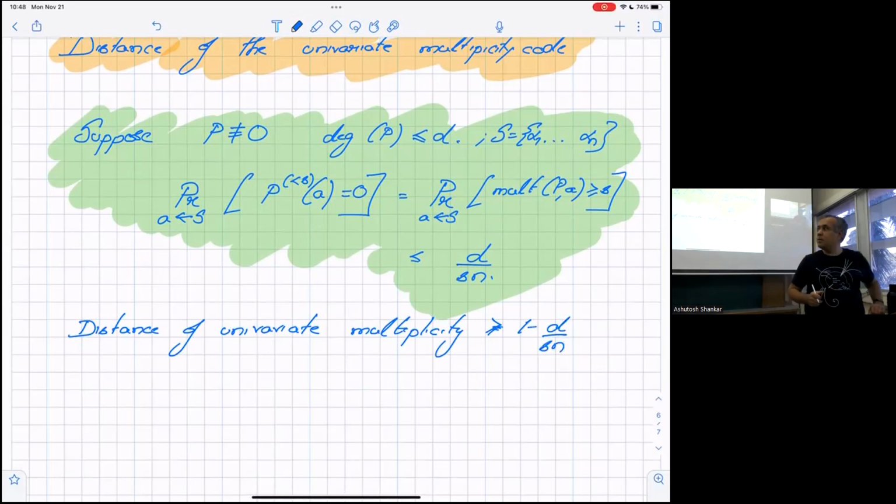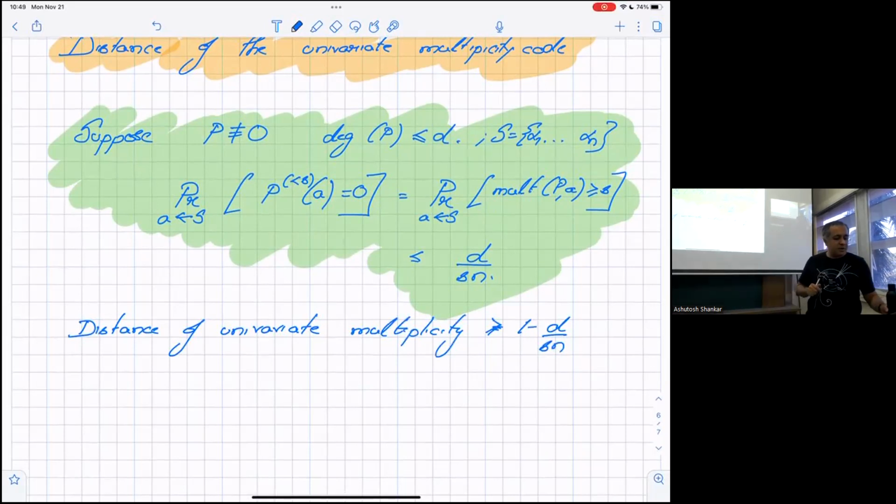An alternate way to interpret this is, if you were forced to work with a degree d polynomial as your message, in order for you to have gotten any distance in the univariate setting, you would be forced to choose n to be bigger than d. Because otherwise d over n would not even have been less than 1. But in the multiplicity setting, you can afford to work with fewer points, if you instead pay for it by making s a little larger. Yeah, so we will see this better.